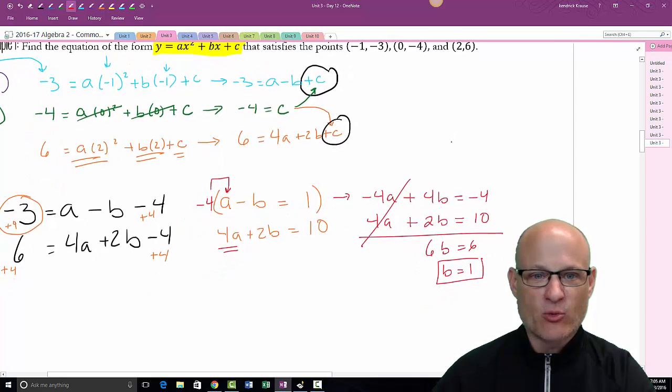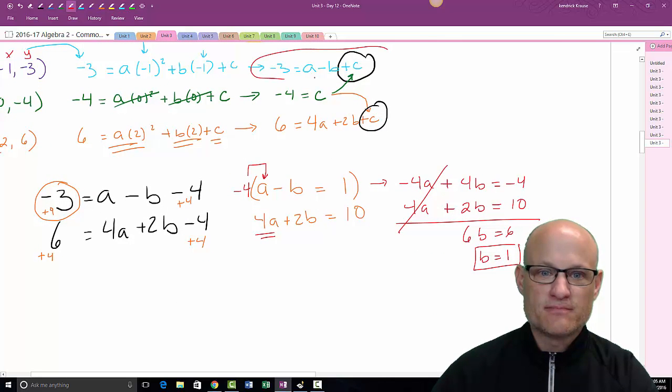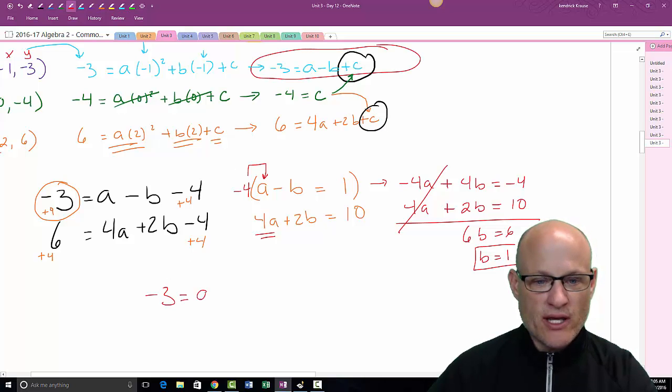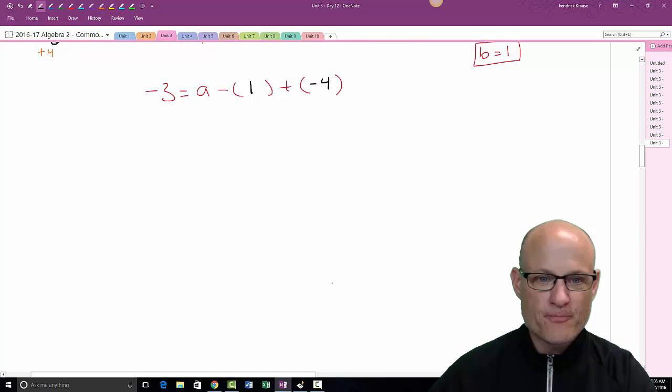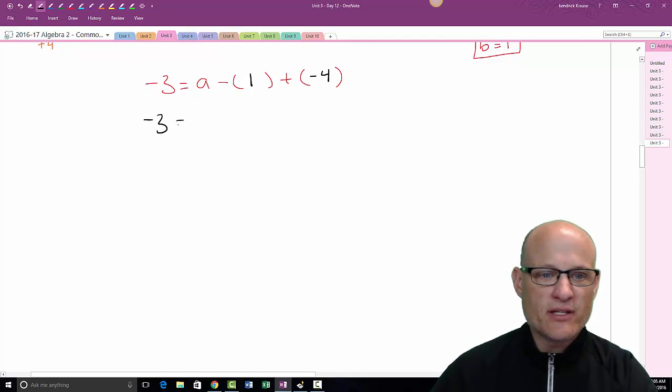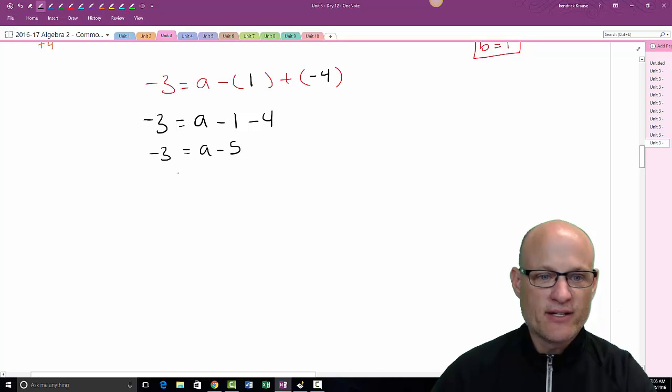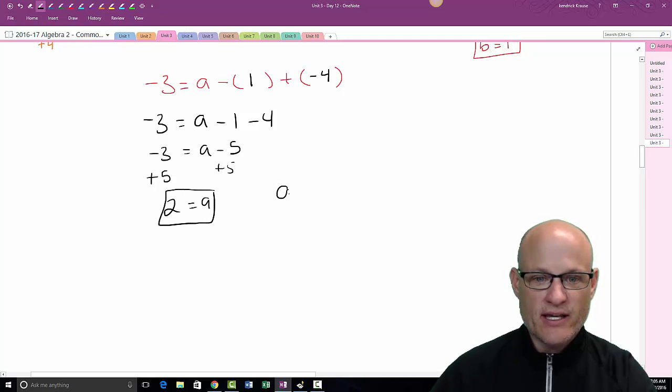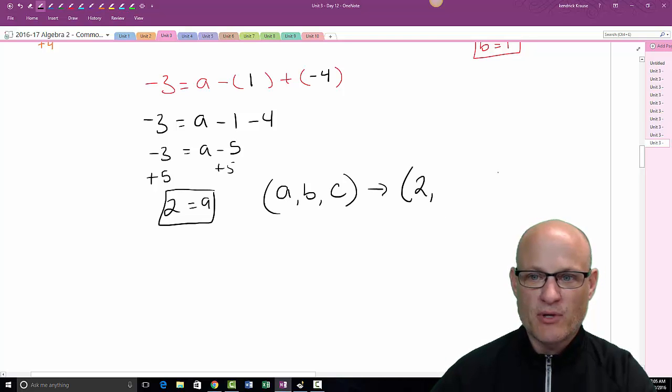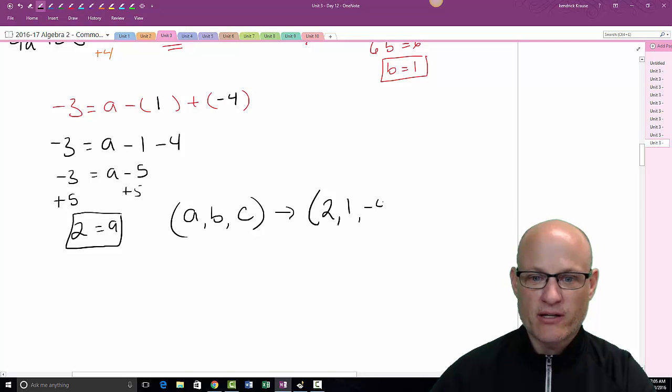So now I can figure out what a is. And it doesn't matter which equation we use. I'll just use this first one. So -3 is equal to a minus b plus c. And I got to plug in what I know. I know that b is 1, and c is, what did we say c was? C was -4, right? So -3 is equal to a minus 1 minus 4. So -3 is equal to a minus 5. I add 5 to both sides, and I get 2 is equal to a. So now it looks like a, b, c is equal to 2, 1, -4.